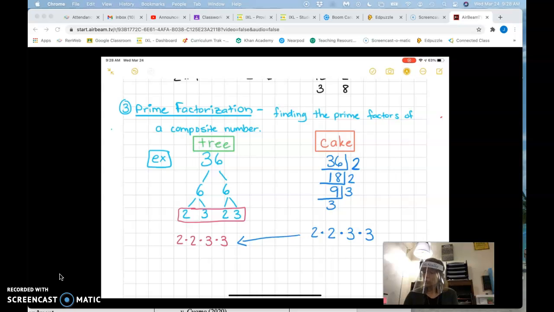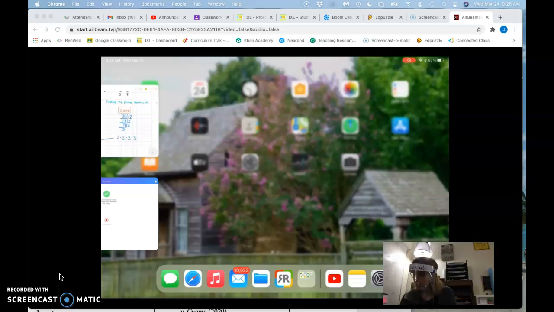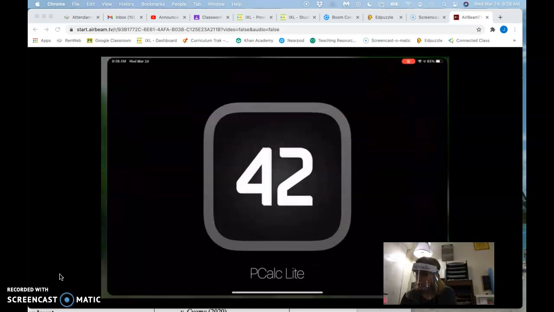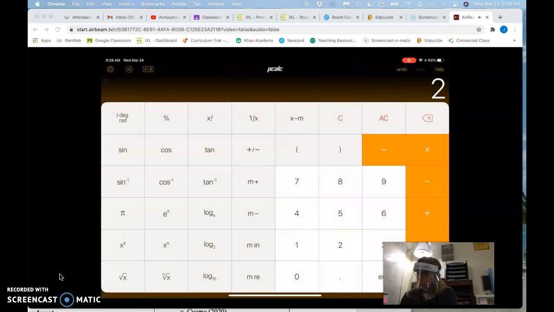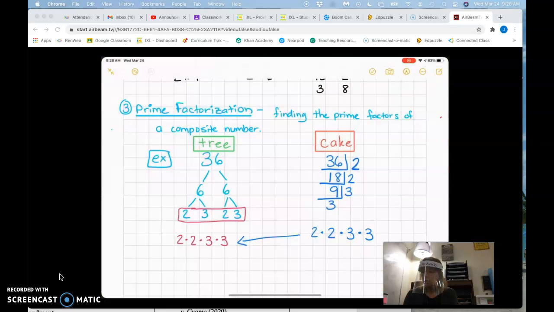And if you use your calculator, which is not showing up, if we do 2 times 2 times 3 times 3, we get 36. All right, so that's how you can check if you did your prime factoring right. You multiply them all back together and see if you get the number that you started with.